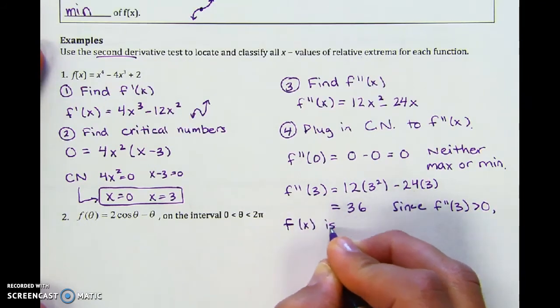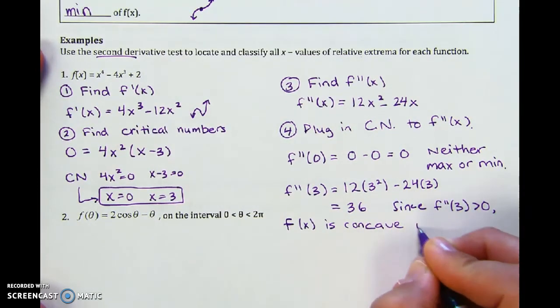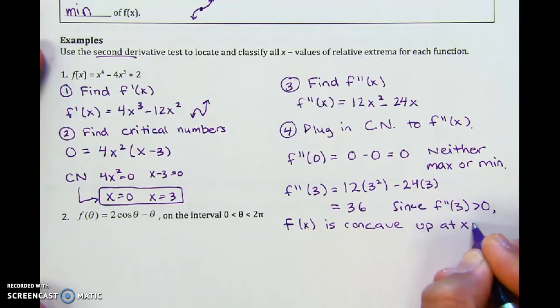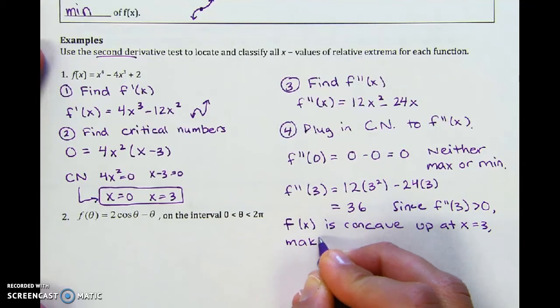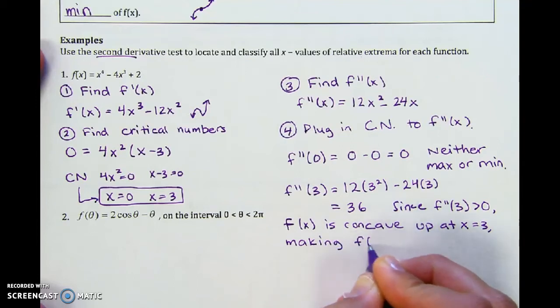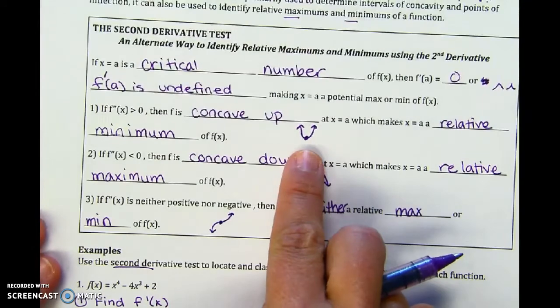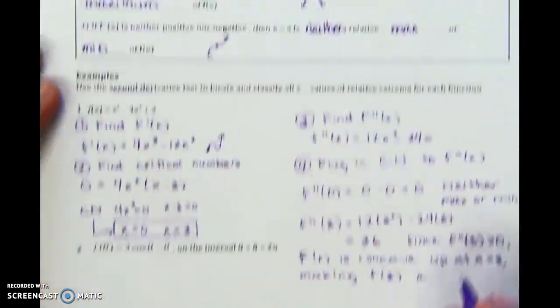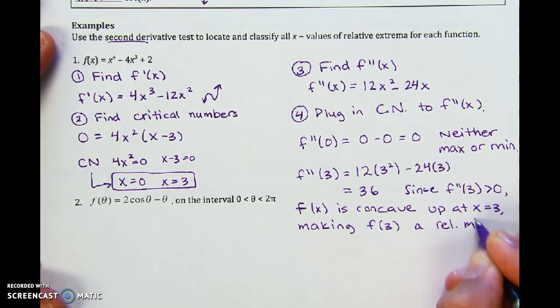F of x is concave. What does it mean? Second derivative is positive, so it's concave up at x equals 3, making f of 3 a, let's think about this. If it's concave up, then we would have a minimum, right? A relative minimum.